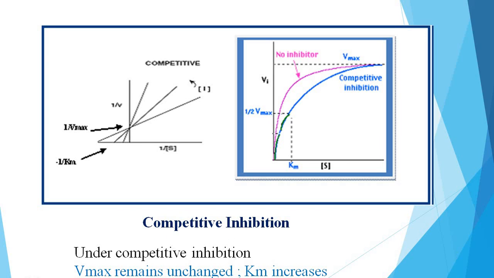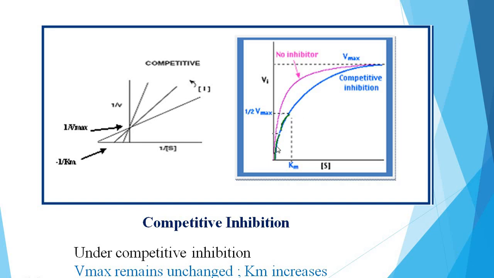Km is the Michaelis-Menten constant, and it denotes the strength of the association between the enzyme and the substrate. And what is the relation? If there is an increase in the Michaelis-Menten value, then there is a decrease in the affinity, and vice versa. So, if we plot the graph between the concentration of the substrate on the x-axis and the velocity on the y-axis, then we get a rectangular hyperbola. This pink color shows the rectangular hyperbola with no inhibitor.